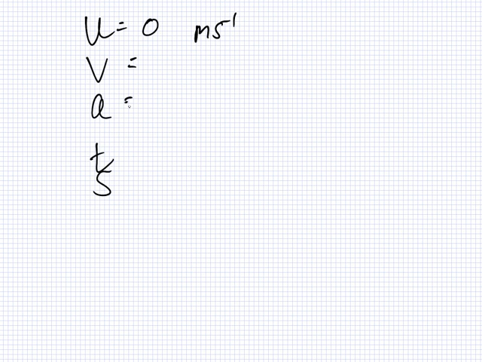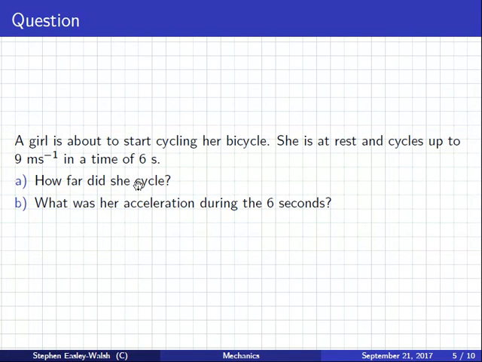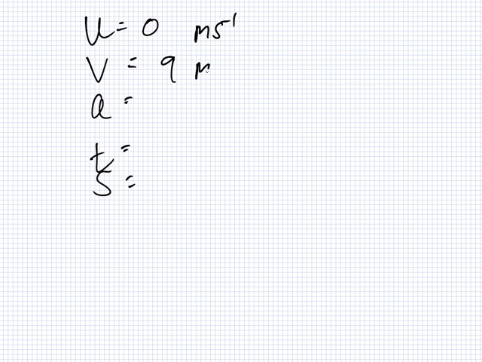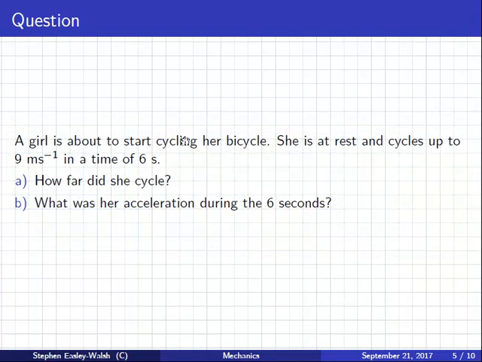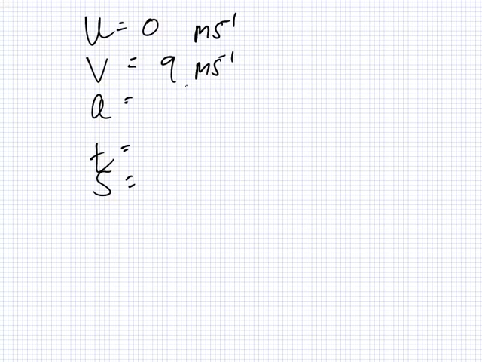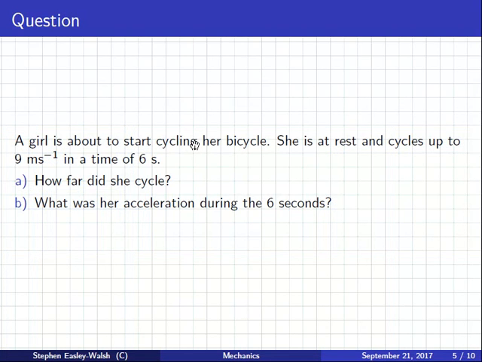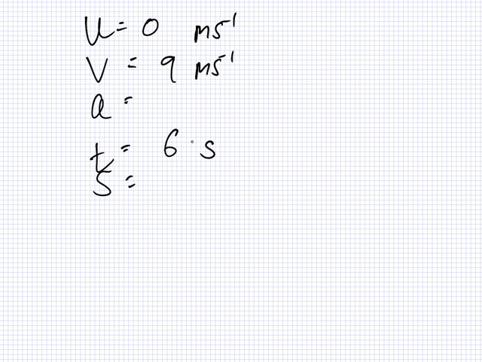Okay, do we know the V? Yeah, 9. We do know the V. Do we know the A? No. Do we know the T? Yes, we know the T. And then do we know the S? No. What do we want? How far did she cycle, so what do we want? S. Yes. So which formula should I use here?